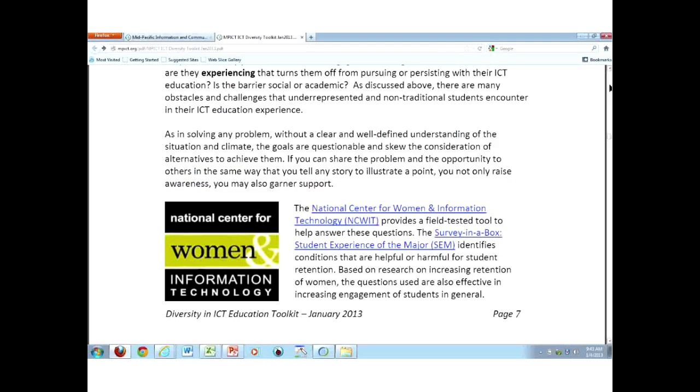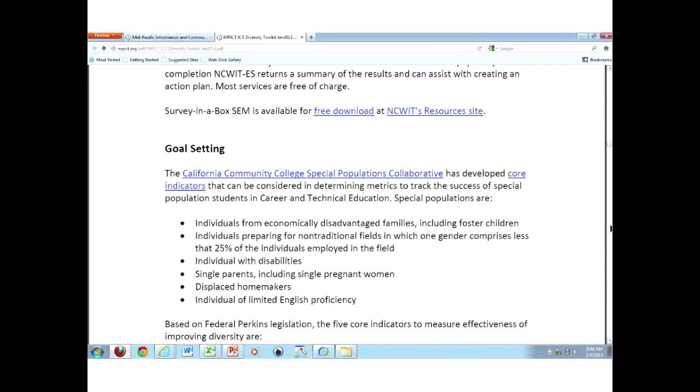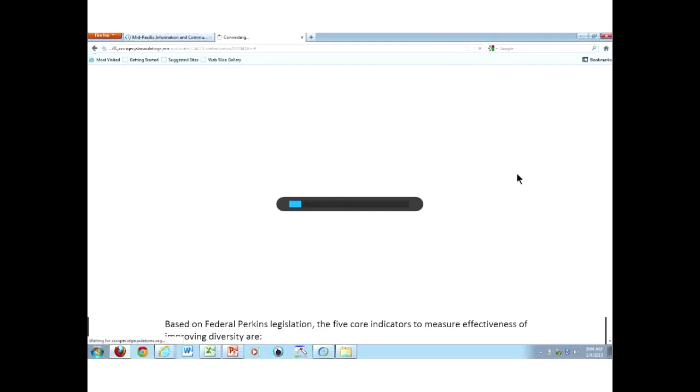The NCWIT has a great little assessment tool called Survey in the Box, the outcome of which is to allow your students to inform you as to what their experience has been in your class. Where are you having problems engaging those students? Another thing you can do, if you're driven by numbers, like most of us are, and if you're in California, for example, the California Community College Special Populations Collaborative has given you examples of core indicators you should be striving for in improving the participation of underrepresented students. So you can go to that site.